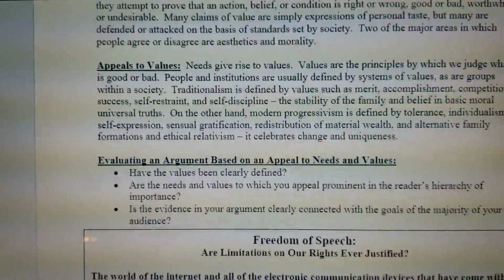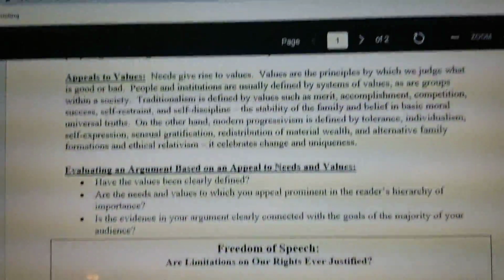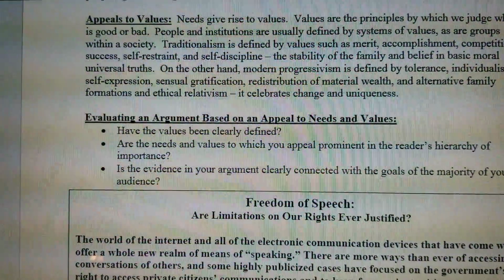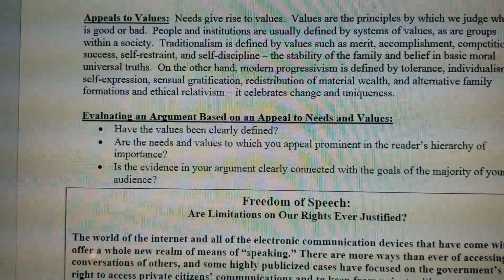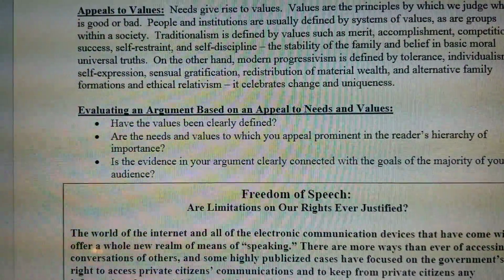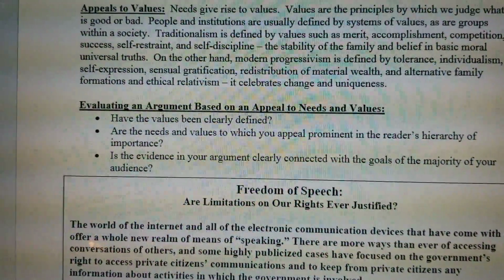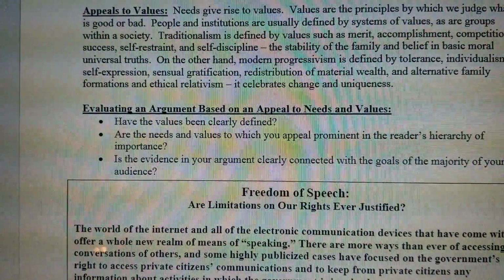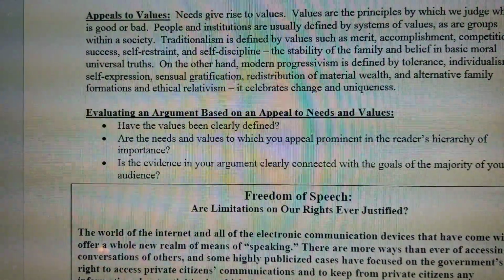Now, how do we evaluate an argument based on appeal to needs and values? As we look at this essay, I want you to look at these key questions. Have the values been clearly defined? Are the needs and values to which you appeal prominent in the reader's hierarchy of importance? Is the evidence in your argument clearly connected with the goals of the majority of your audience? Those are the basic qualifications for an appeal to needs and value.